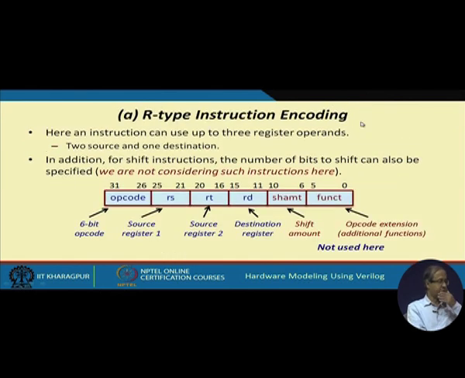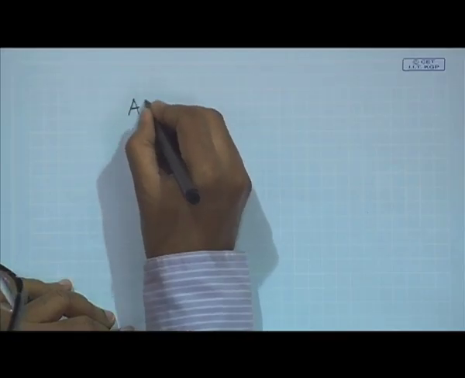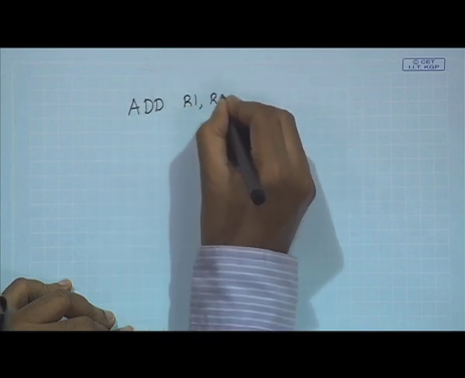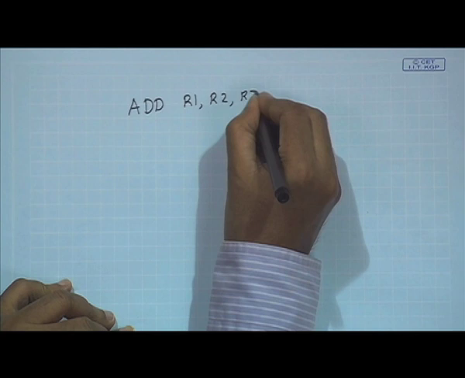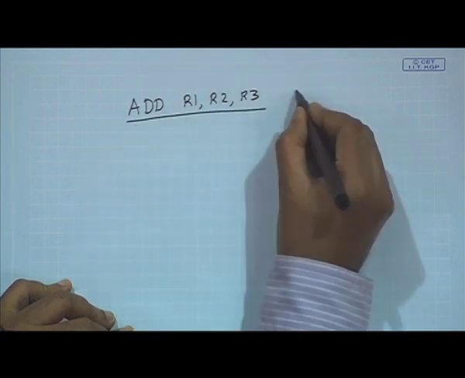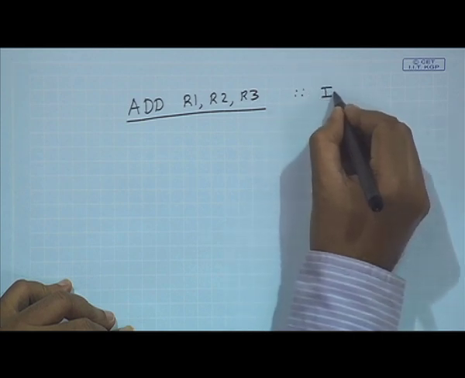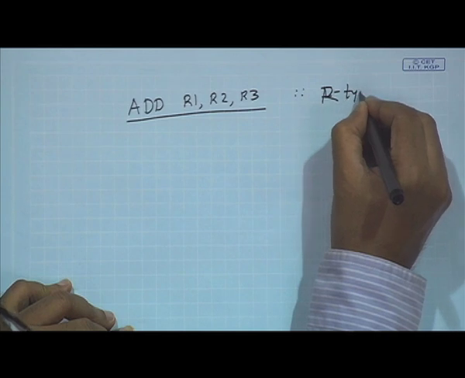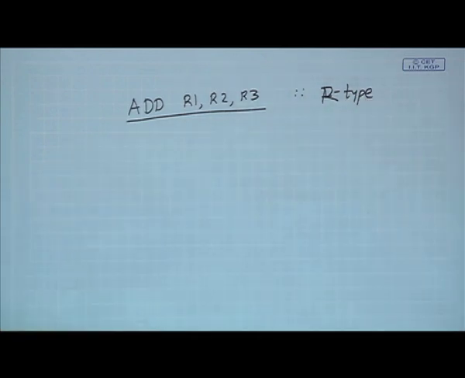Let us start with the R type instruction encoding. See, R type instruction encoding is like the add instruction, add R1, R2, R3, like the instruction that I have said. Some instructions like this, where there are 3 register operands. So, you add R2 and R3, store the result in R1. This is an example of R type instruction encoding, register type.